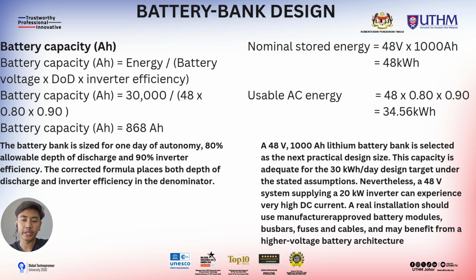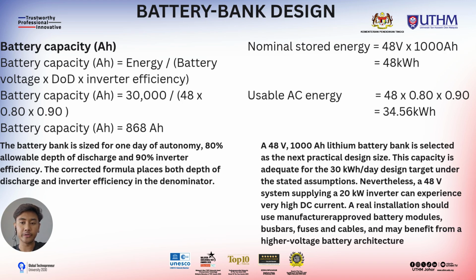Based on our daily target of 30 kilowatt hours, we calculate the required battery capacity using the formula on the left. By including an 18% depth of discharge and 90% inverter efficiency, the calculation gives us 868 ampere hours. For a practical design, we selected a 48 volt 1000 ampere hours lithium battery bank. This gives us a total stored energy of 48 kilowatt hours.